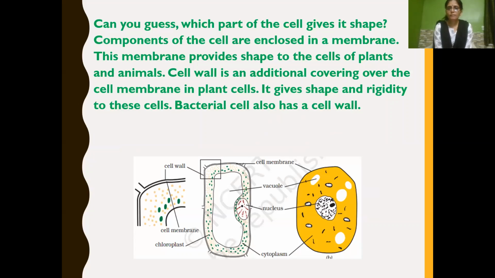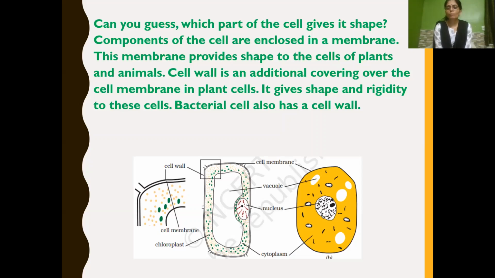And how does a cell get its specific shape? Whether a cell is spherical, oval, elongated, or spindle shaped, how does it get its shape? Which part of a cell gives it its specific shape? All the components of the cell are enclosed in a membrane, which we call the cell membrane. The cell membrane provides shape to the cells of plants and animals. So which part of the cell gives specific shape to the cell? The cell membrane.